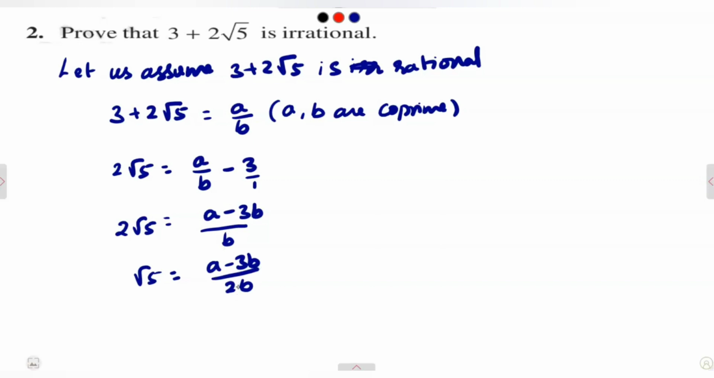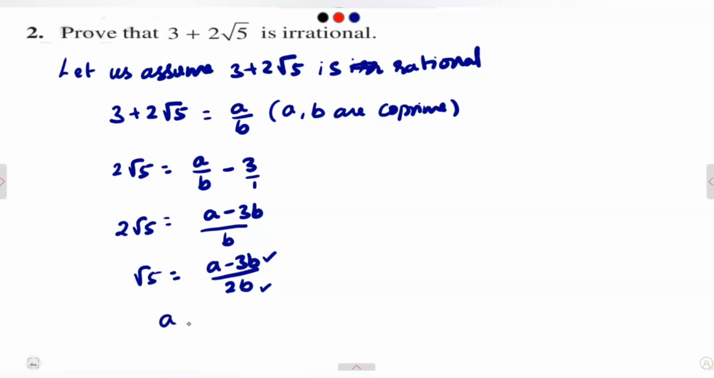So, (a minus 3b) by 2b is also a rational number. The numerator is an integer, and the denominator is also an integer. As a and b are integers, a minus 3b in the numerator is an integer and 2 into b is also an integer. So finally, numerator and denominator are integers. So that means you can think of this as a rational number.